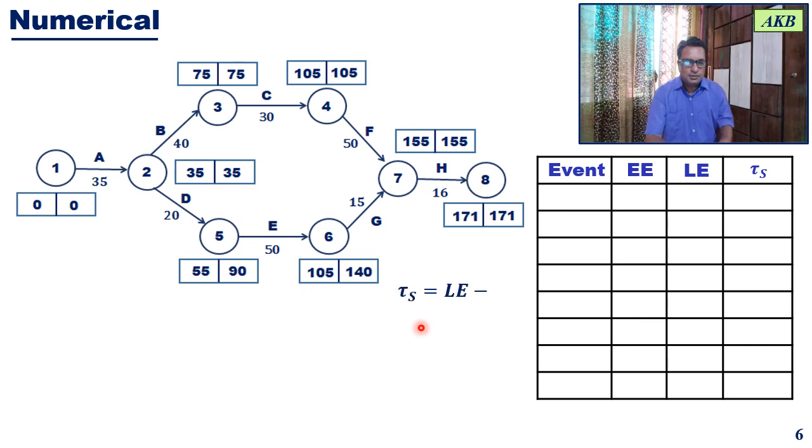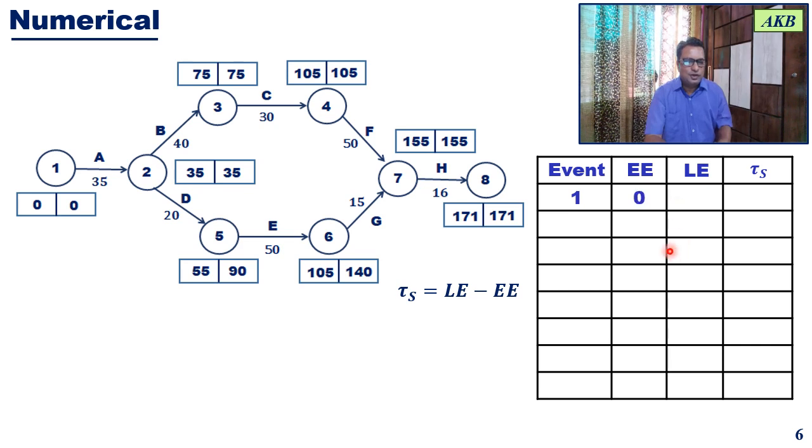Okay, so what is the formula for calculating slack? Slack is latest event time minus earliest event time. That is entry in this column minus entry in this column. That will give us slack. So first, what I am going to do, I'll just list all the earliest and latest event times. For each of the events, I will list earliest and latest event times.